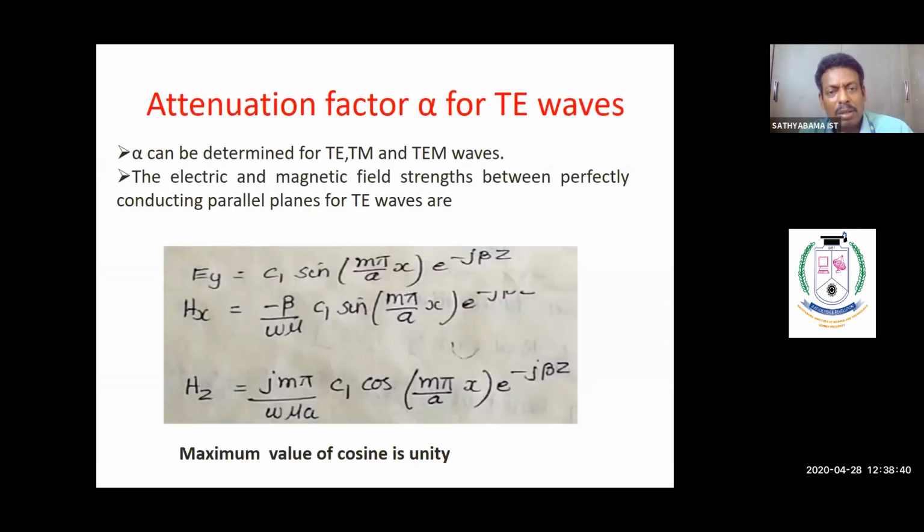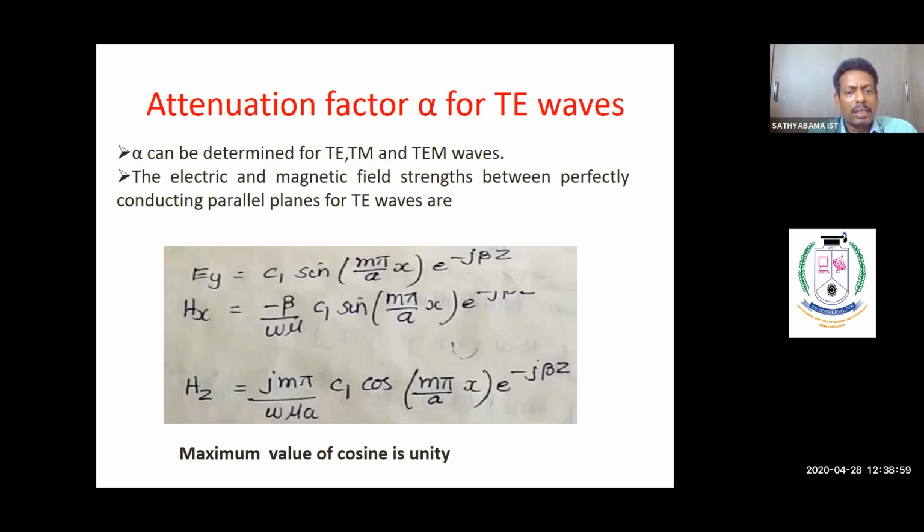Okay. So now we'll see the attenuation factor alpha for the TE waves when you look into the air dielectric medium. So how the attenuation would be now. The previous case is for the conducting plates. Now it is for the field that propagates in the TE mode or TEM mode or TEM waves.